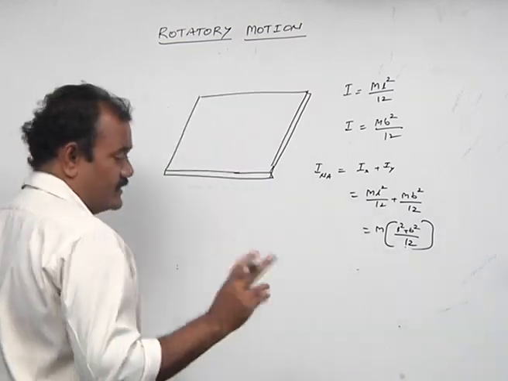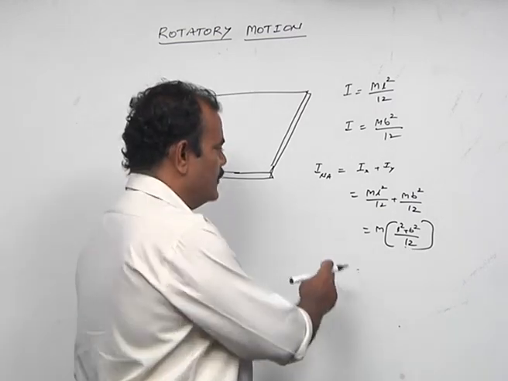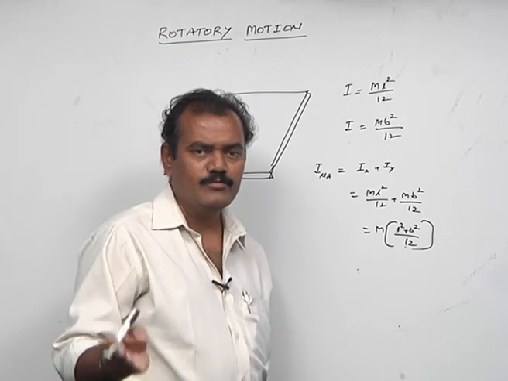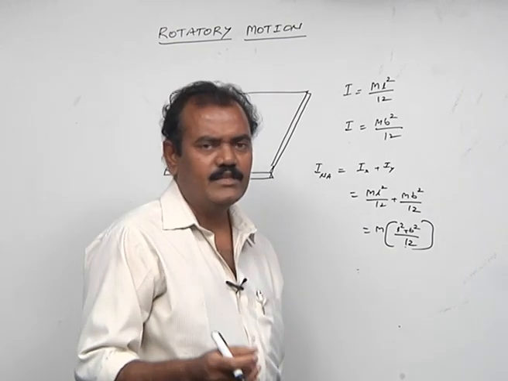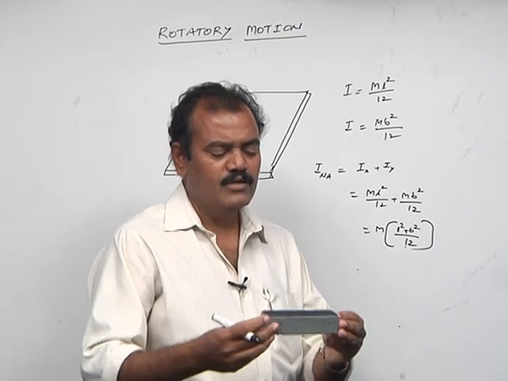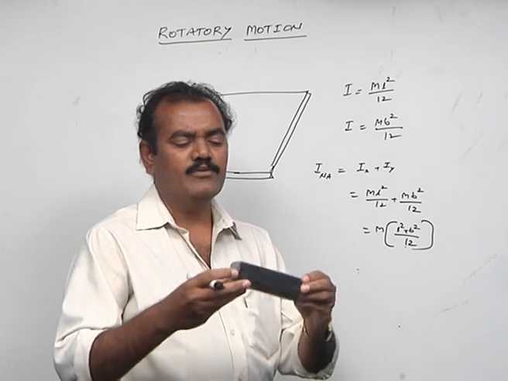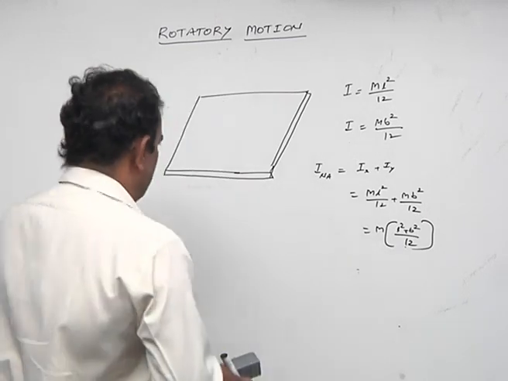But that is for the square lamina only, not for the rectangular lamina, because the compulsory condition is that Ix and Iy have to be mutually perpendicular. In a rectangular lamina, the diagonals Ix and Iy cannot be mutually perpendicular. So that's why for the square lamina we can find the moment of inertia about the diagonal like this.